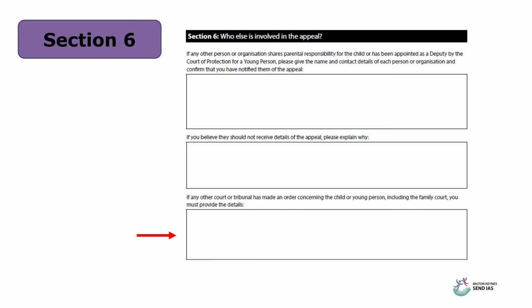The third box is where you must put details of any court or tribunal order that has been made about the child or young person, including family court. If none of these apply to you, then you can leave these boxes blank.